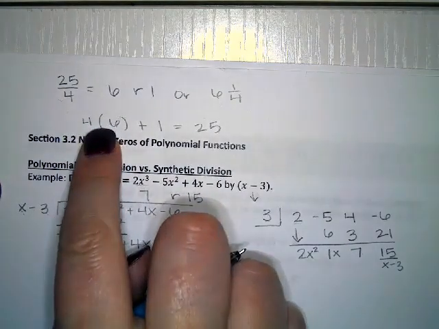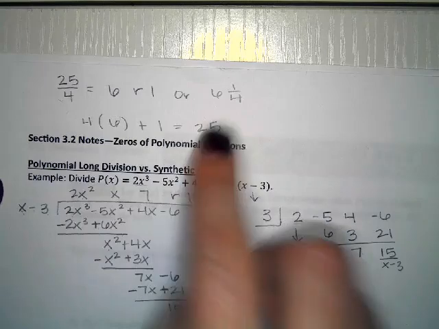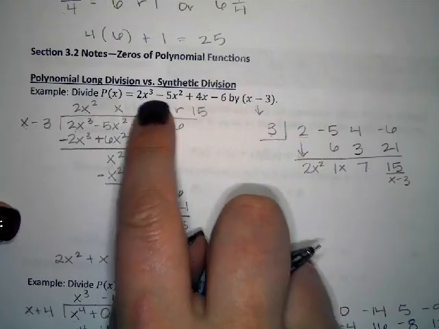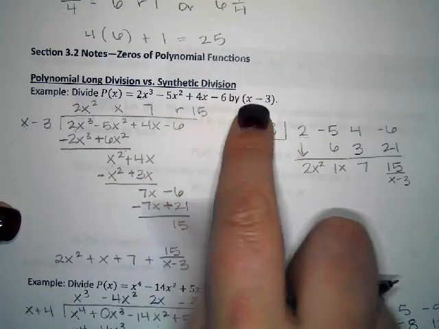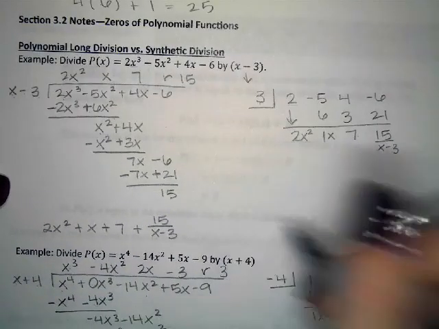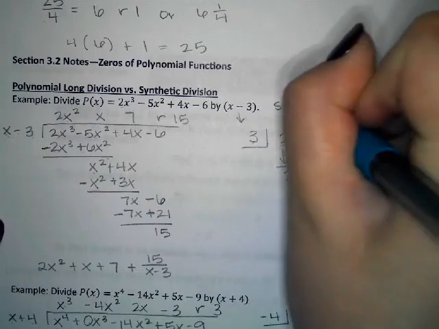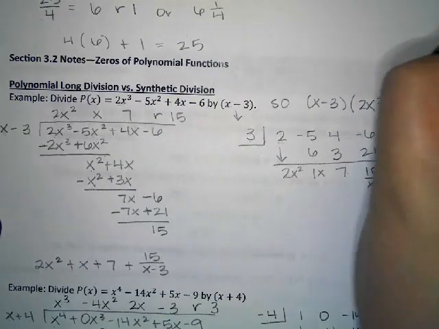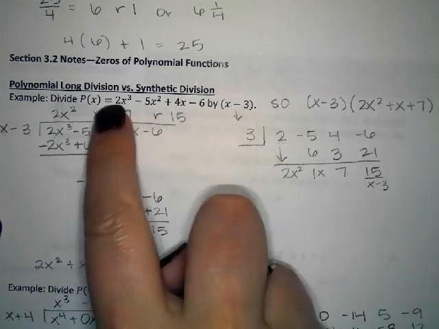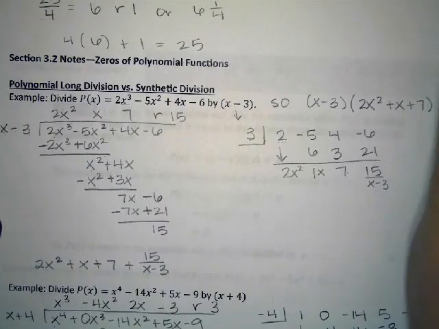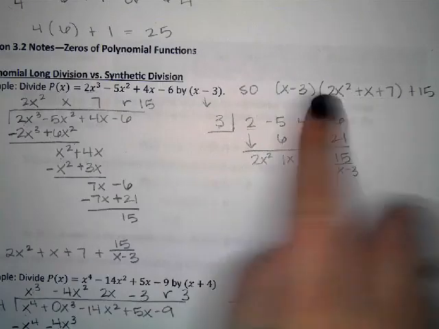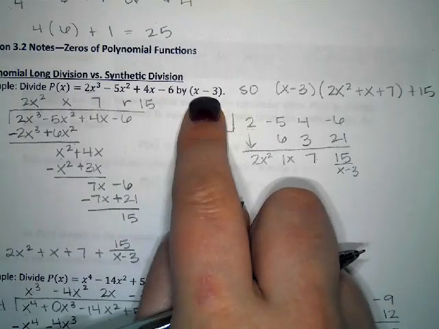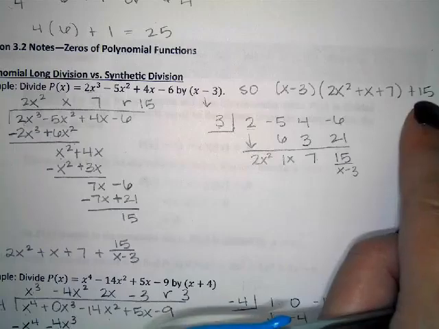You can do the same thing with these statements, just so we can make sure we understand what we've actually done here. If I say that 2x to the third minus 5x squared plus 4x minus 6 divided by x minus 3 is this, that's the same thing as saying x minus 3 times 2x squared plus x plus 7 is going to get us really close to this polynomial function, but we're going to have to add 15 to it. We're going to have to add that remainder to make sure we get all the way back to the polynomial function. So it's kind of like saying this is 25. We're doing 25 divided by 4, and we get 6 with a remainder of 1. So it's kind of like saying 4 times 6 plus 1 gives us 25.